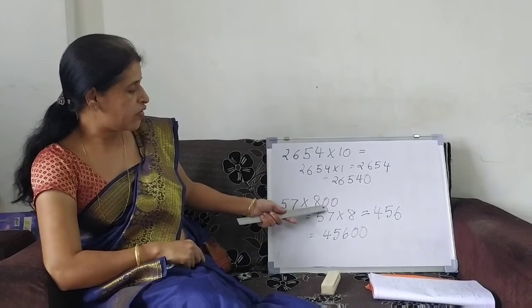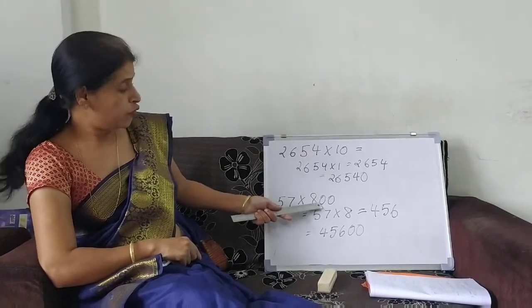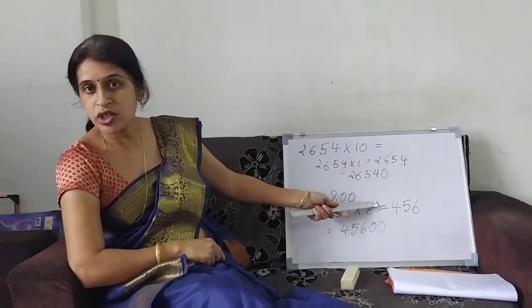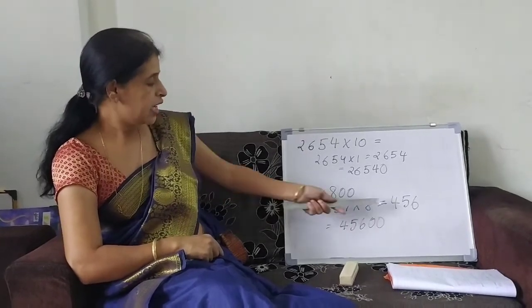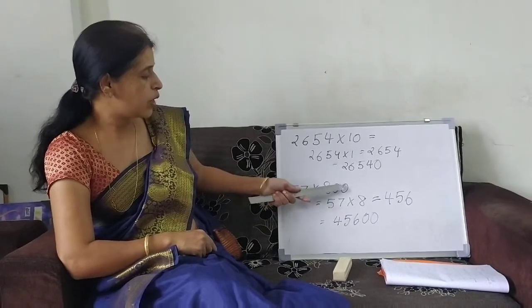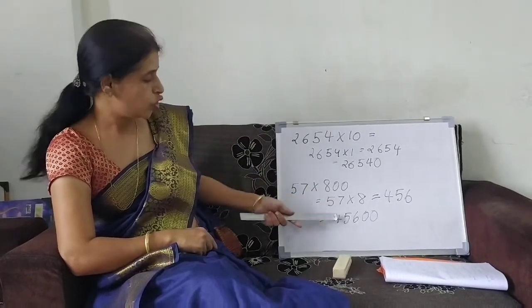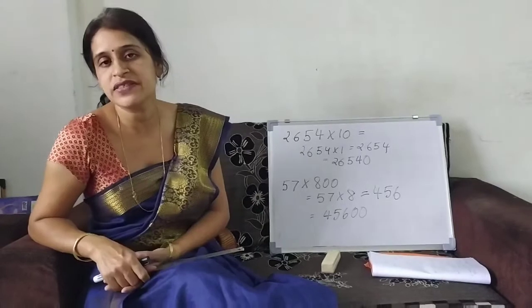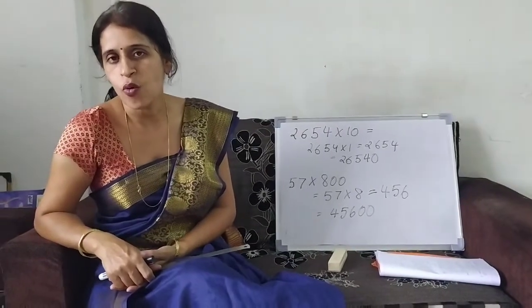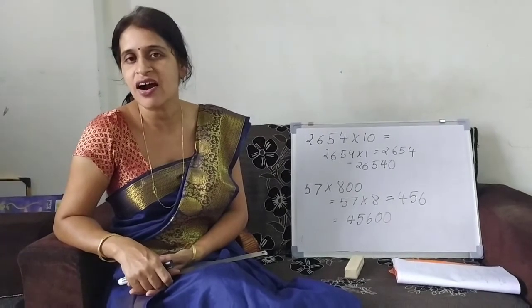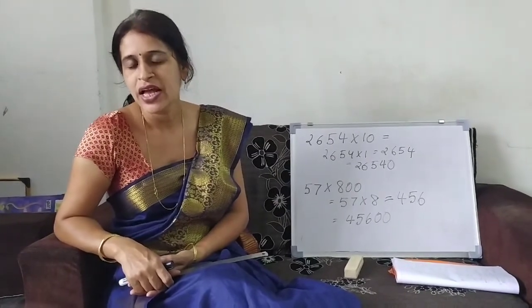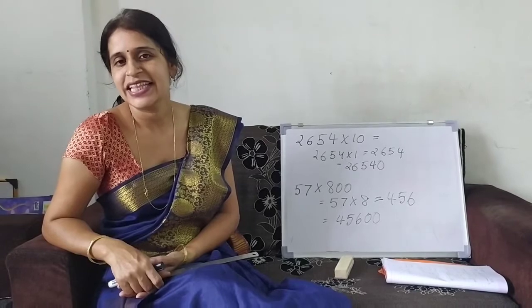Is it clear? This is just the simplest method of multiplying bigger numbers. 57 into 800, 800 is a bigger number. If you multiply column-wise, it will take 3 to 4 steps. So you can just simply multiply 57 into 8, which will give you 456, and you can put the 2 zeros below. So your answer is 45600. I hope all the different properties of multiplication are clear with you. Now we will meet in the next class.